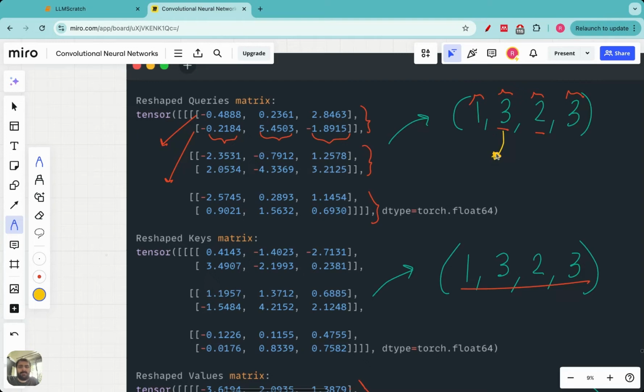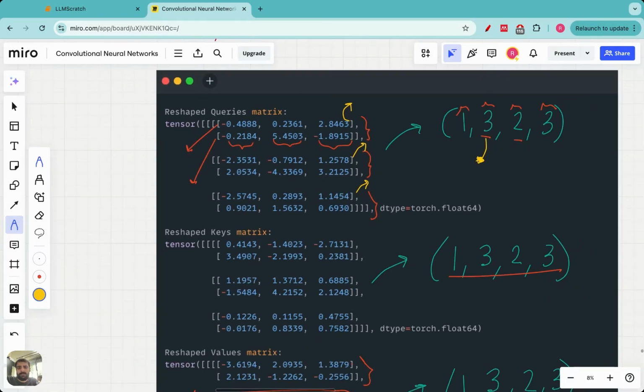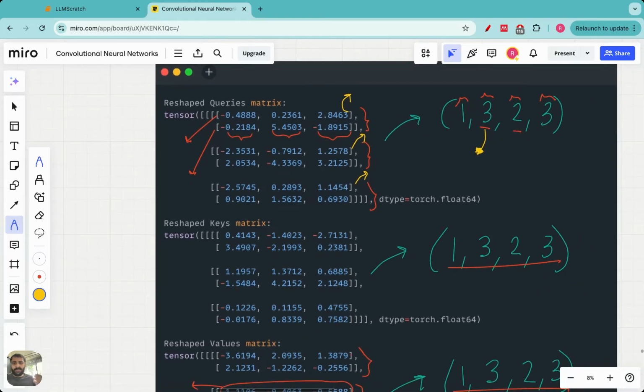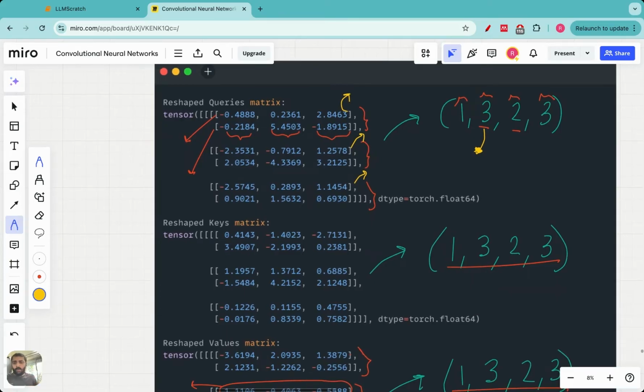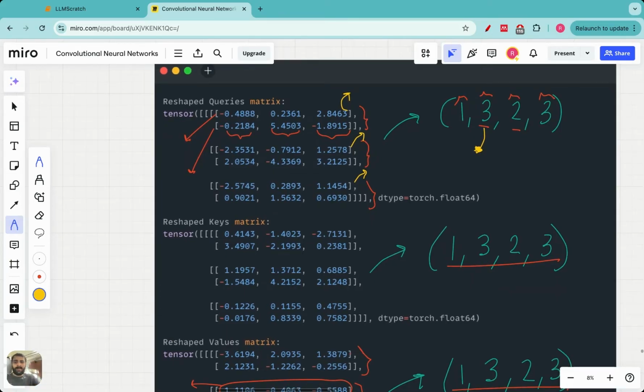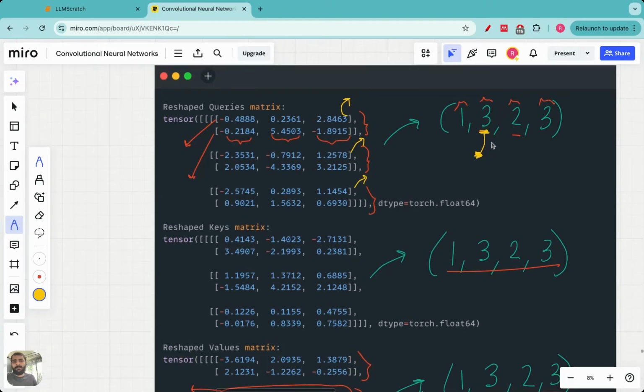Now this 3 is the number of tokens, which means that currently these matrices are grouped according to number of tokens, right? So I'm saying that this is the first token, this is the second token, and this is the third token. And then I further dive into number of heads and the dimensions in each head. But it turns out that later, when we want to compute the attention scores, the only way the computation can proceed ahead is if we group by the number of heads.